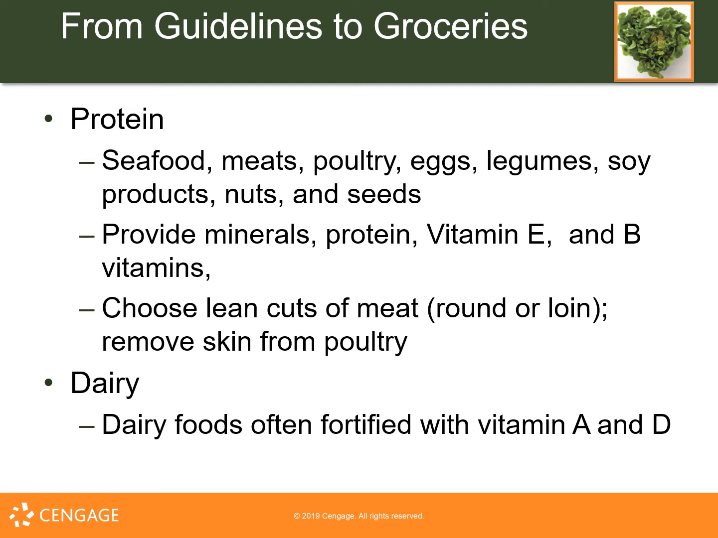Back to from guidelines to groceries. So referring to your protein sources, you have seafood, meats, poultry, eggs, legumes, soy products, nuts, and seeds. They provide minerals, protein, vitamin E, and your B vitamins.